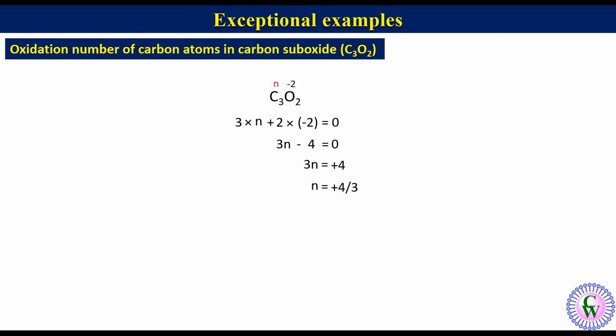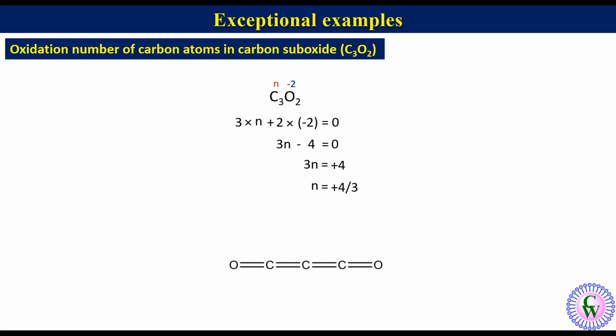The average oxidation state in fractions suggests that all the carbon atoms are not in the same oxidation state. We can find the oxidation number of individual carbon atoms only when we know the structure of this molecule. The structure of C3O2 can be drawn like this.